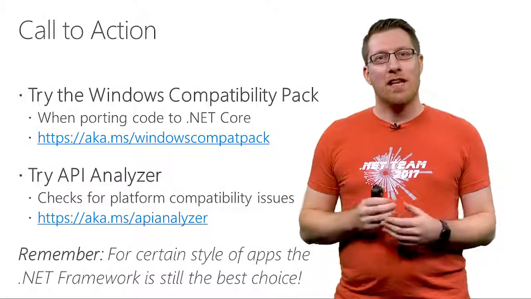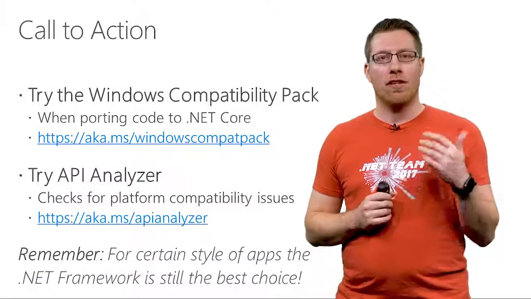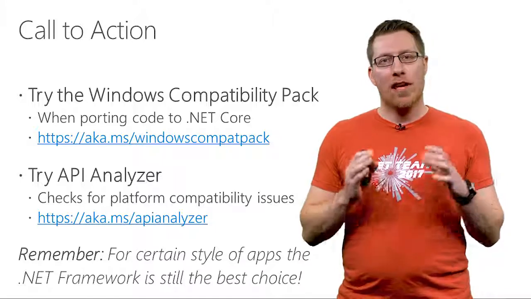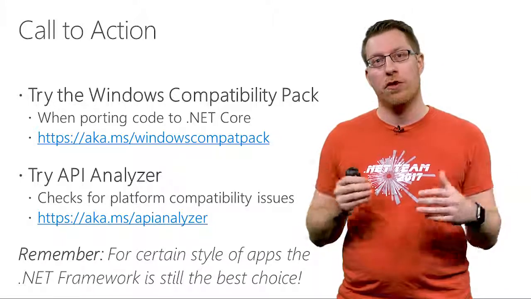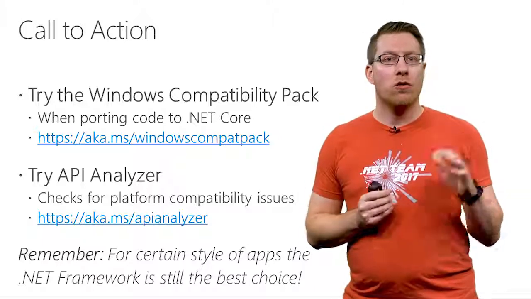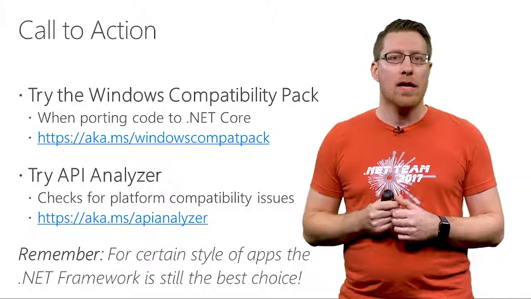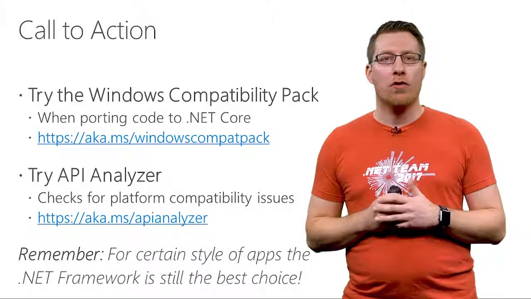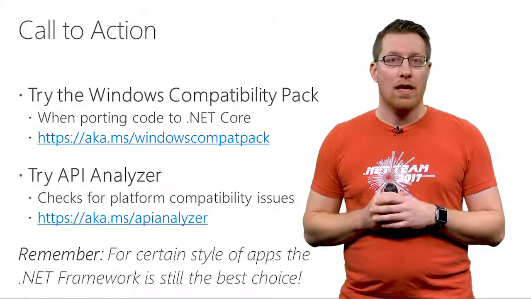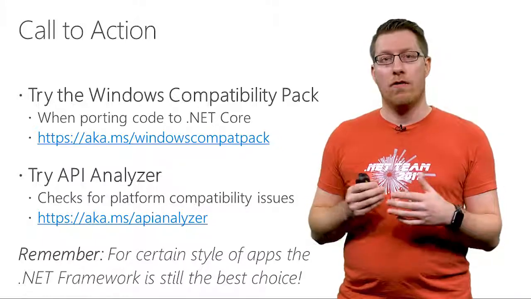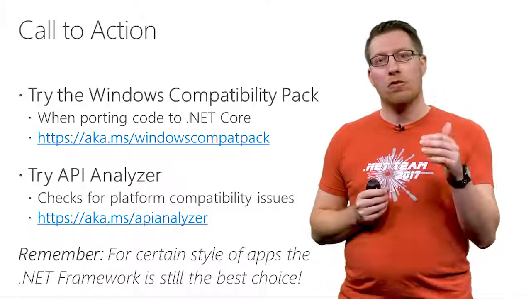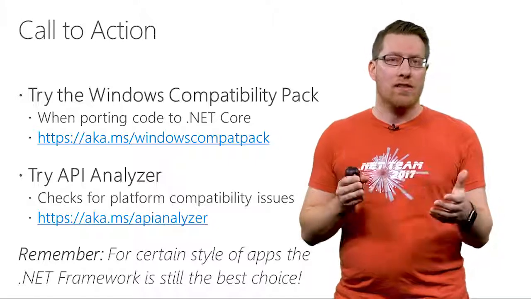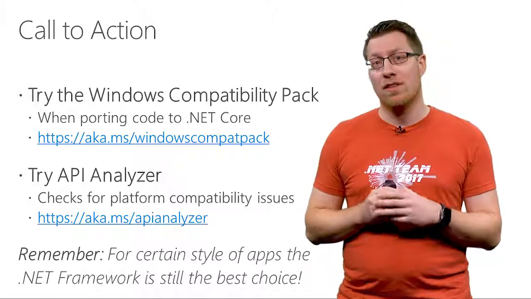So to summarize, if you port code to .NET Core, the first take should be to stay on Windows and use the Windows Compatibility Pack to maximize the amount of APIs you can use for porting. To do that, go to aka.ms/windowscompatpack. This will have instructions on how to install the Windows Compat Pack and how to get started. Next, you may want to port stuff to Linux and Mac. If you do that, try the API Analyzer. Again, go to aka.ms/apianalyzer. It will have a nice walkthrough and a nice blog post that will tell you exactly how you can get started.